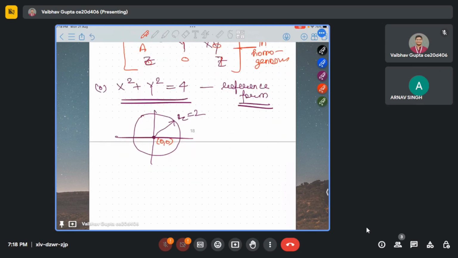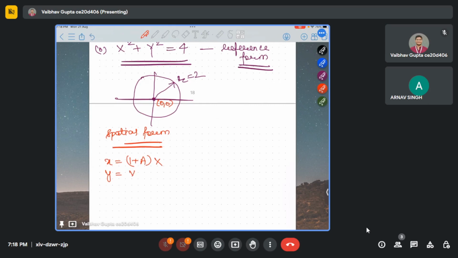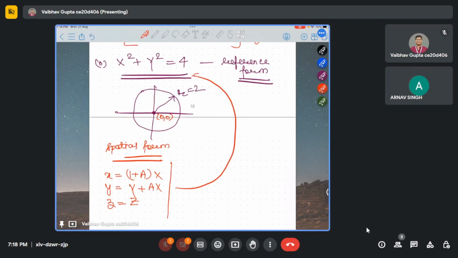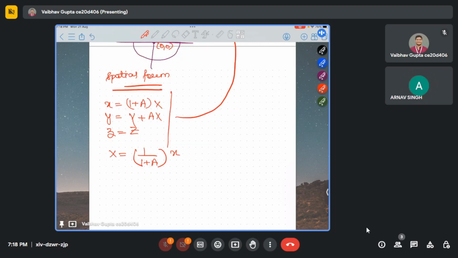So this is in reference form. Someone will ask you what is the shape in spatial form. Okay. So deformation has been given to you: small x is equal to capital X plus a capital Y, small y is equal to capital Y plus a capital X, and small z is equal to capital Z. So just shift the values here. Okay. So what is capital X? It is nothing but 1 upon 1 plus a into small x. What is capital Y? It is nothing but small y minus a upon 1 plus a into small x. And capital Z is nothing but small z.